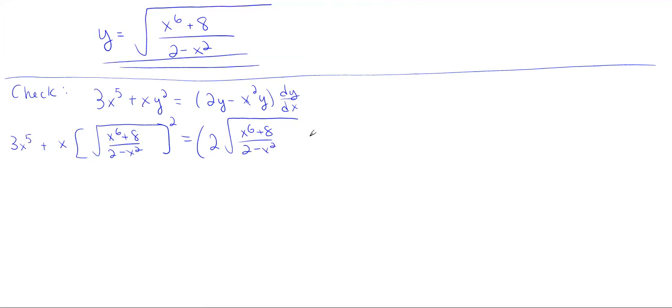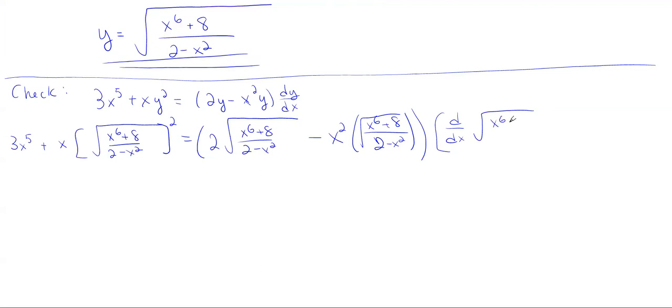And then we're going to subtract off x squared times y once more, which is the square root of x to the 6th plus 8 all over 2 minus x squared. Oh, it just gets so messy when you're writing all of this out. So close off the brackets there, and then we have our derivative of y with respect to x. So the derivative with respect to x of our y equation, which is the square root of x to the 6th plus 8 all over 2 minus x squared. Okay, so that's what we got there.